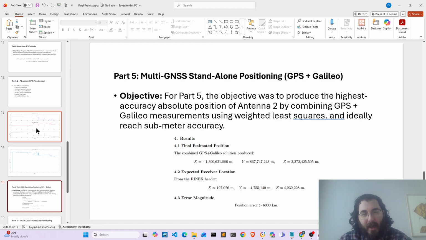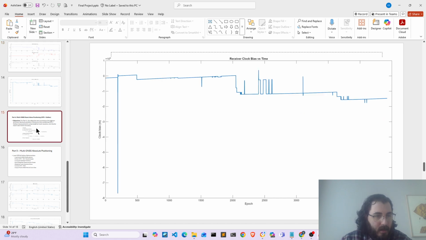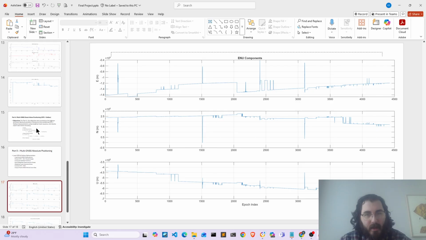Now part 5 aimed to produce a high accuracy absolute position using the combined GPS and Galileo pseudoranges with weighted least squares, ideally reaching sub-meter accuracy. And the final result clearly diverged. You can see it in the RMS values and here. The final results are clearly diverged.